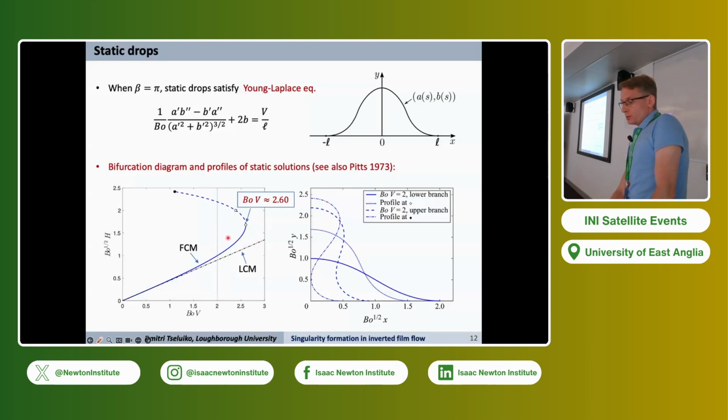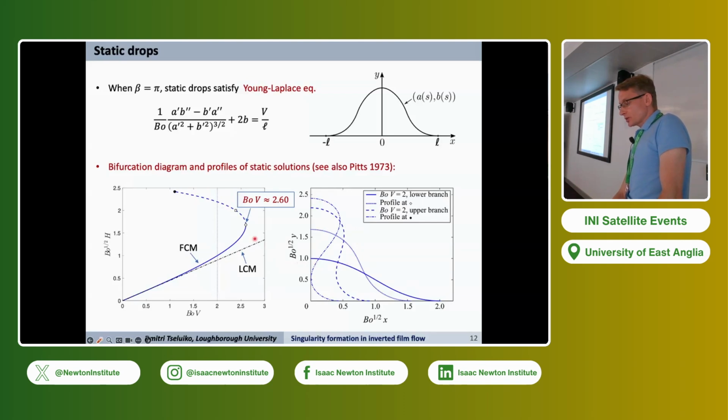But for the full curvature model, we find that there is a turning point in the solution curve. And we scaled here the volume and the height by Bond number. So it turns out that the turning point is at approximately 2.6, so the scaled volume equal to 2.6. So if the volume is larger than this value, then surface tension is not strong enough to act against gravity, and we must have dripping. So the lower part of the solution curve corresponds to stable solutions, and the upper part corresponds to unstable solutions.